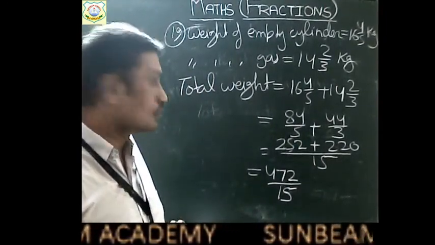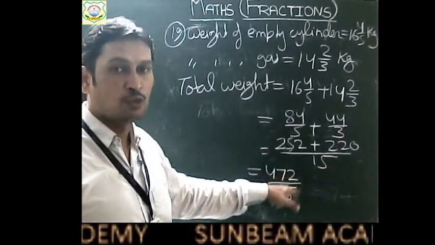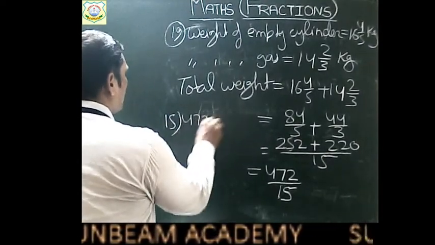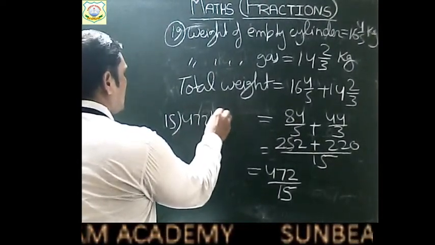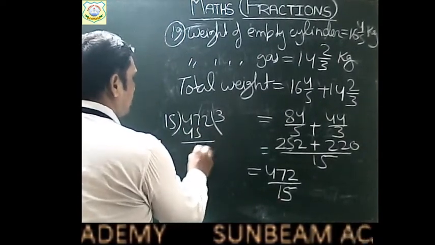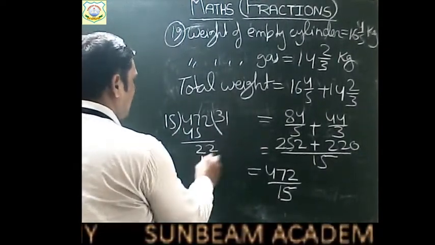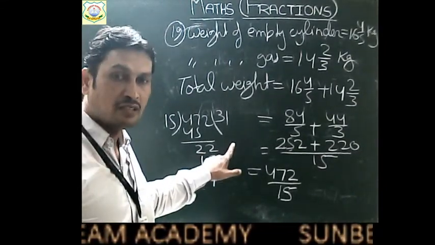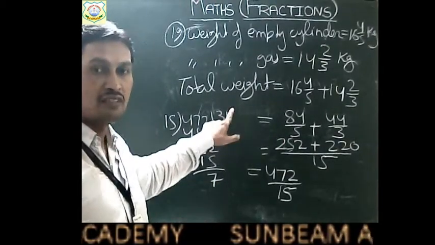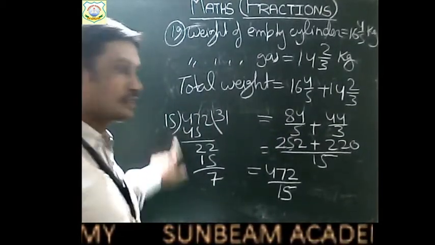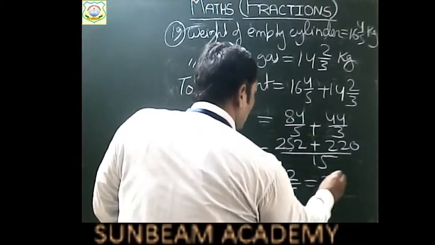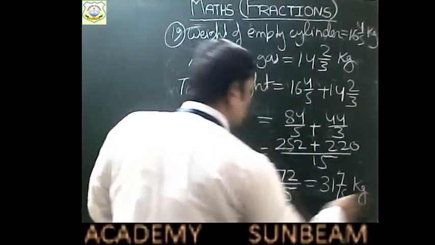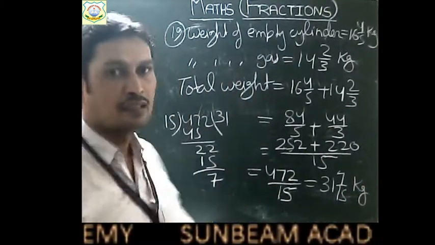Right? Now children, divide 472 by 15. If we divide 472 by 15, 15 threes are 45, 2 is left, bring down 2, 15 ones are 15. So what is left? 7. So the quotient is 31 and the remainder is 7. So the answer is 31 whole 7 by 15. The unit here is kg, and this is the answer.